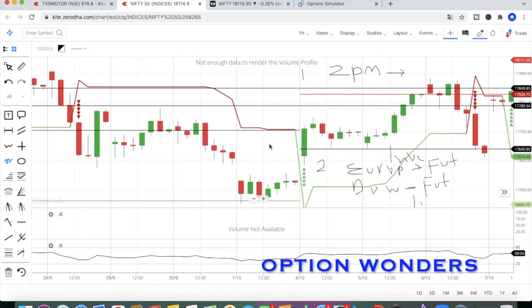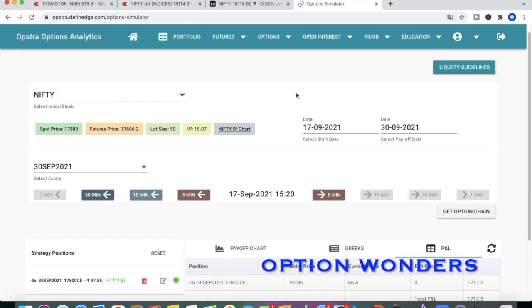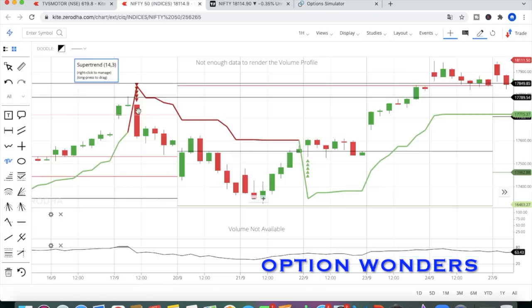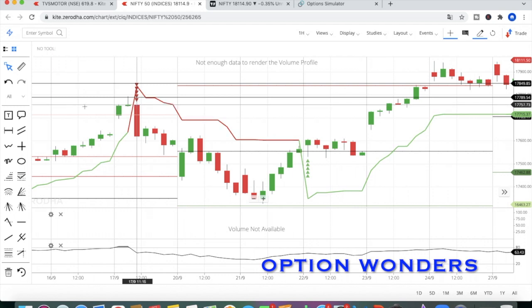So now let's take a back test. Once you go to the option simulator, we can do back testing only for the last month. This month we cannot do, and last month and last year we can do. Okay, so let's take this example, this area 17.9.